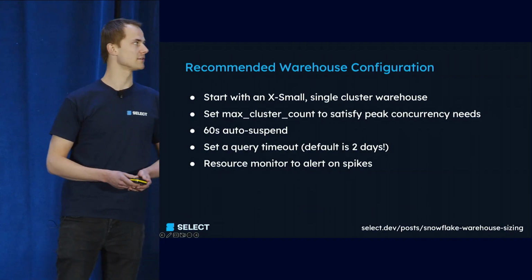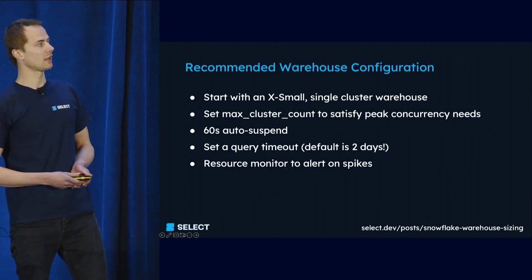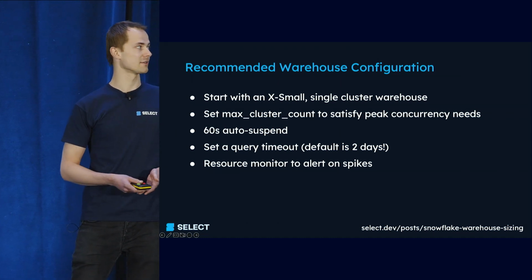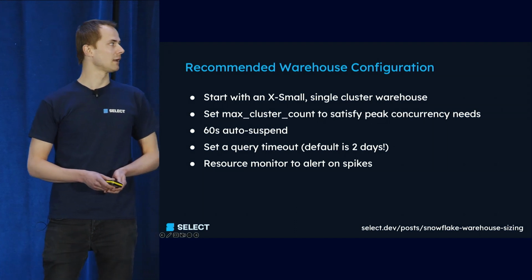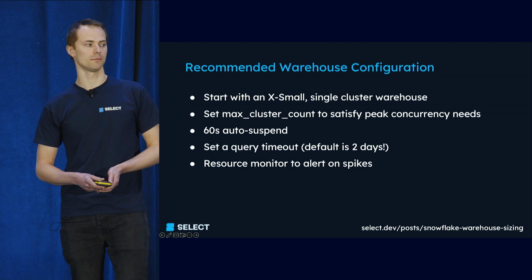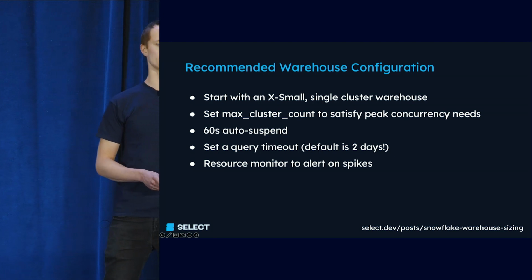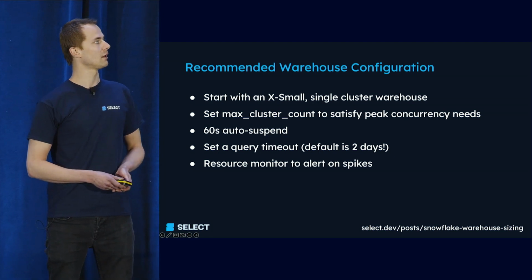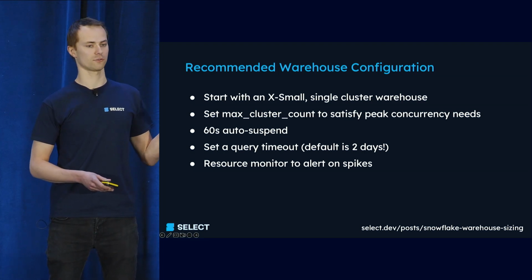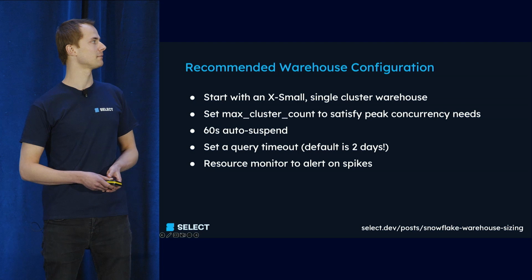So here's how we recommend that you configure virtual warehouses. It's always good to start with the cheapest option, which is an extra small and single cluster warehouse. There's a setting called the max cluster count, which shows how many clusters Snowflake can spin up to maximum to meet that load. And whenever you see queuing, you can increase that max cluster count to allow Snowflake to scale up to meet that demand.